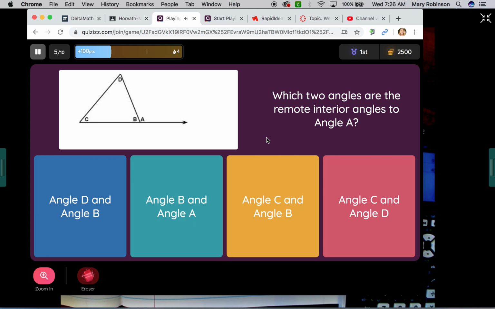Which two angles are the remote interior angles to A? So if this is A, remember how I showed you I would cover up B, so I'm going to put this cursor here in the way. A is going to equal the sum of the two remote interiors, so the farther ones away, so C and D. So which two angles are the remote interior? C and D.